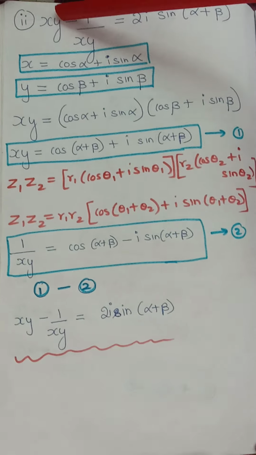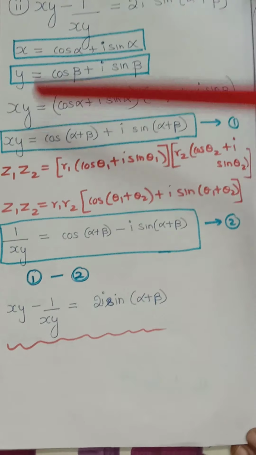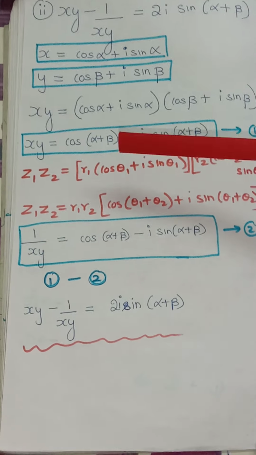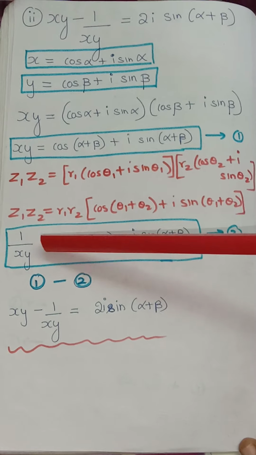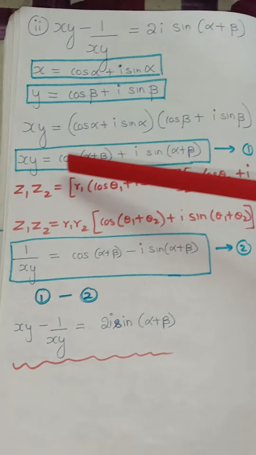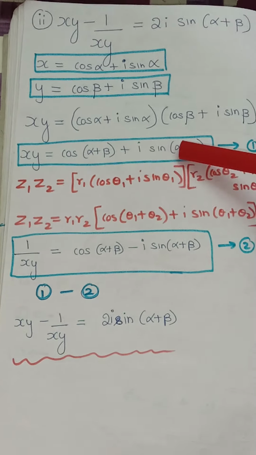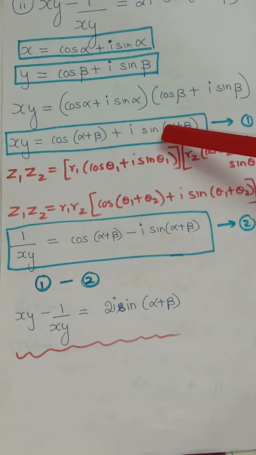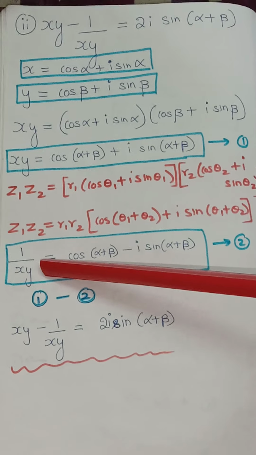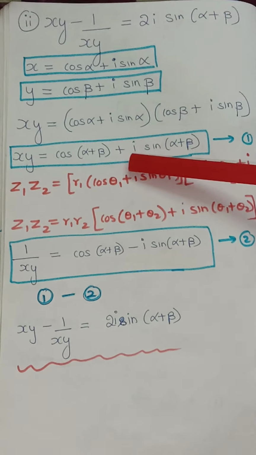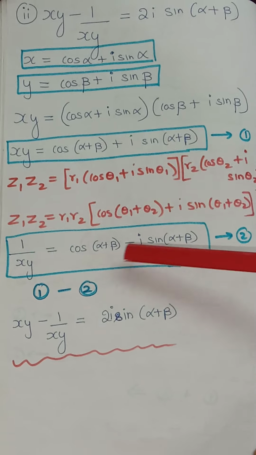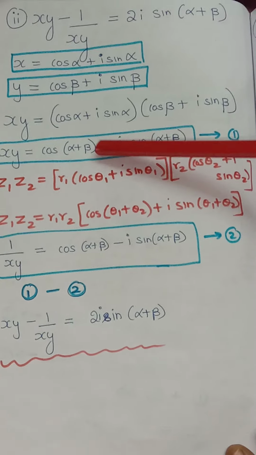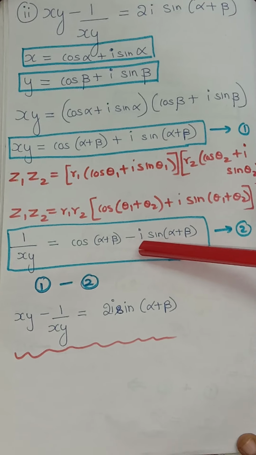According to the question, I have to find next 1 by xy. xy is ready. Next I have to find 1 by xy. That means I have to find the reciprocal of this. I told you when we have a situation to find the reciprocal, first check whether the modulus of the given number is 1. Here cos square plus sin square means the modulus will be 1. So in such a situation, reciprocal means you simply have to find the conjugate. Conjugate means what? Here alone you have to change the sign. So easily we can find the answer for 1 by xy. Simply, reciprocal means we have to change the sign here.